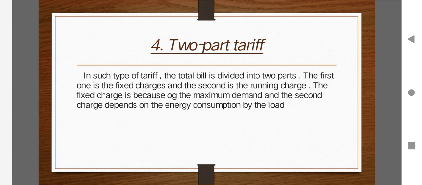Two-part tariff. In such a type of tariff, the total bill is divided into two parts. The first one is a fixed charge and the second is a running charge. The fixed charge depends on the maximum demand, and the second charge depends on the energy consumption by the load.